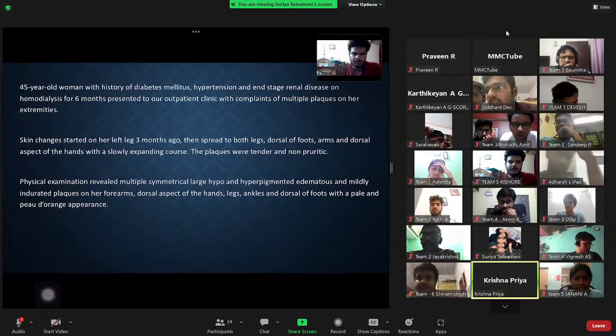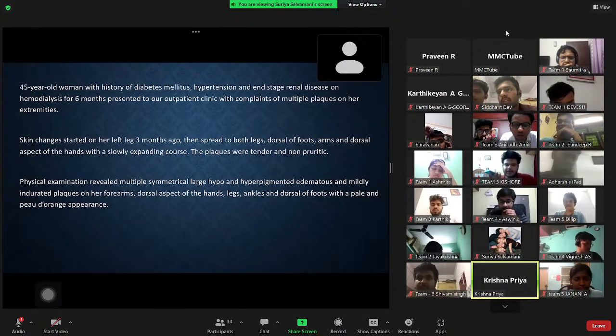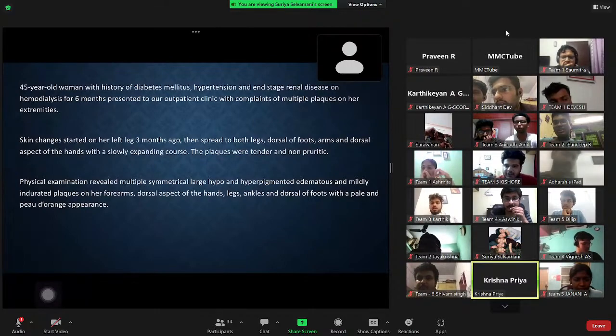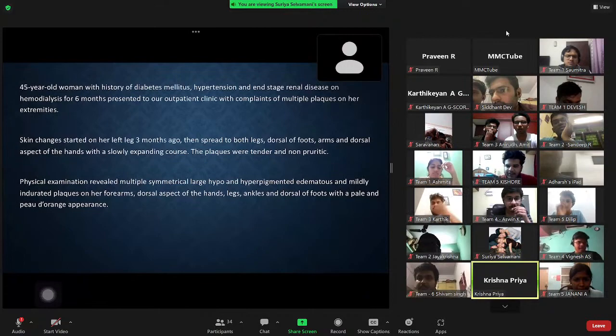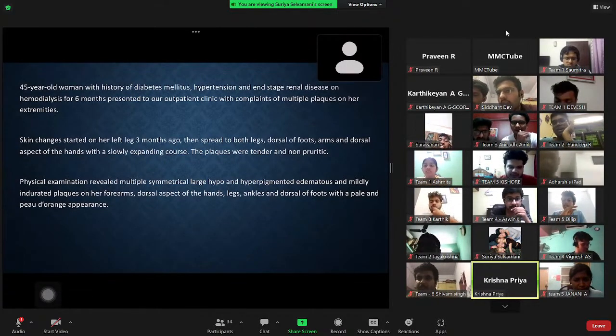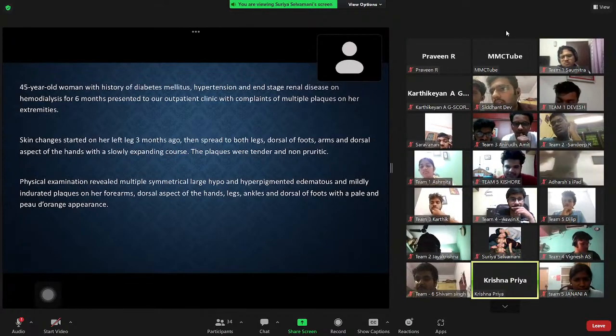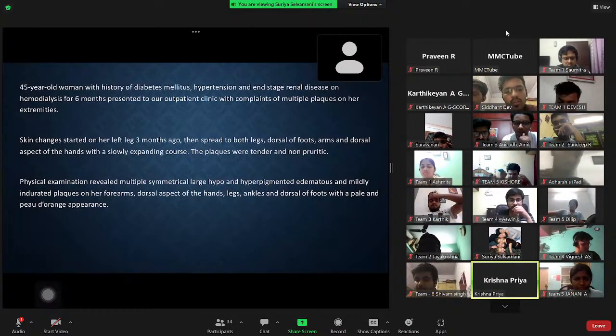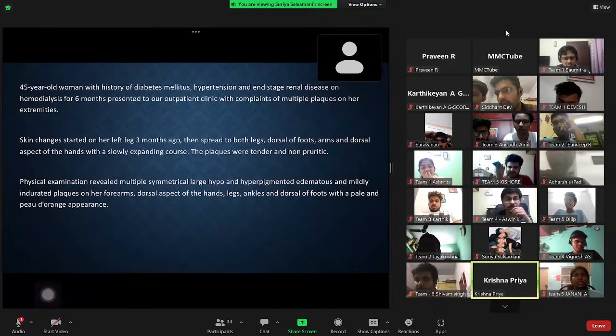Here is the question. A 45-year-old woman with history of diabetes mellitus, hypertension, and end-stage renal disease on hemodialysis for 6 months, presented with complaints of multiple plaques on her extremities, which started on her left leg and progressed to involve her hands, and the plaques were tender and non-pruritic. Physical examination revealed multiple symmetric, large, hyperpigmented, edematous and indurated plaques on her hands, legs, ankles, and foot with a characteristic peau d'orange appearance. Next slide.